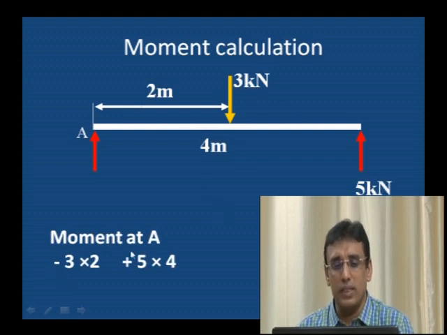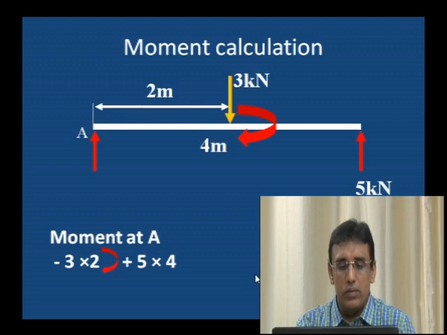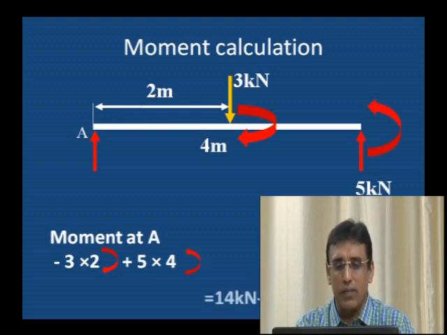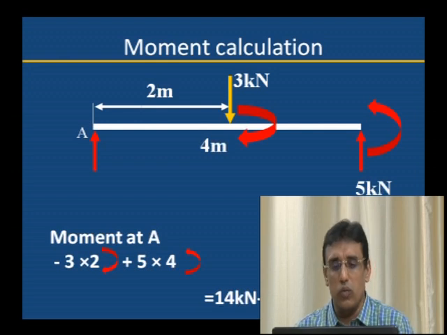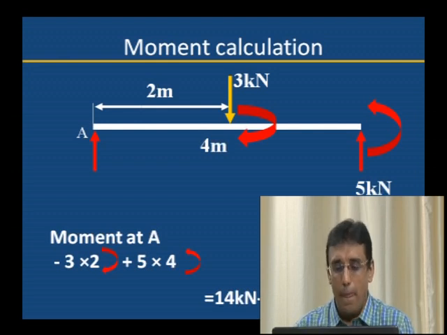One moment is taken as negative and the other as positive. Clockwise moment is considered negative, and anti-clockwise moment is considered positive. 3 into 2 plus 5 into 4. See, one is clockwise and the other is anti-clockwise. The total moment is 14 kilonewton meter.